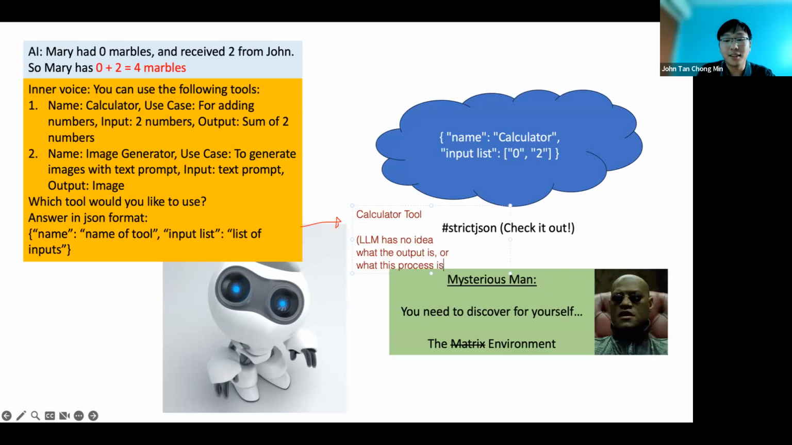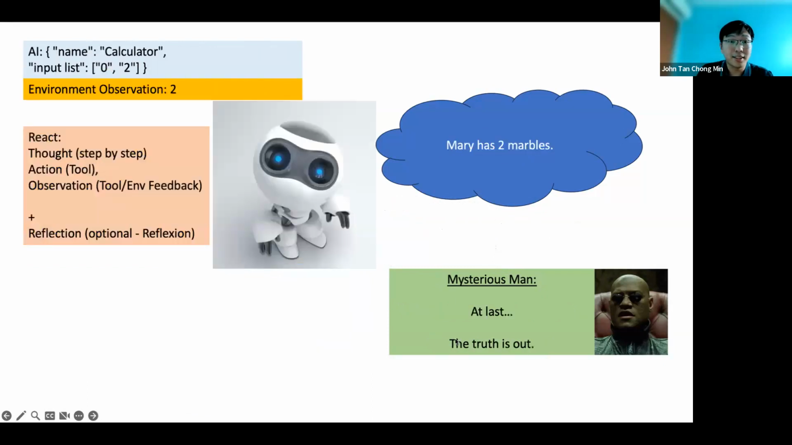How are you going to get this to the LLM? And the answer is surprisingly simple. You just need to feed the output back into the chain of conversation so far. So we need to discover the environment. And how do we do that? We just feed back, okay, the environment observation will be 2. You can just give it like, the answer is 2 or something. The output from your tool use can be fed as text back into the large language model. So at last, we get the final answer. Mary has 2 marbles. Well done, AI.